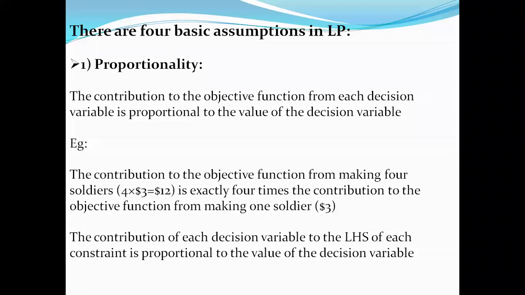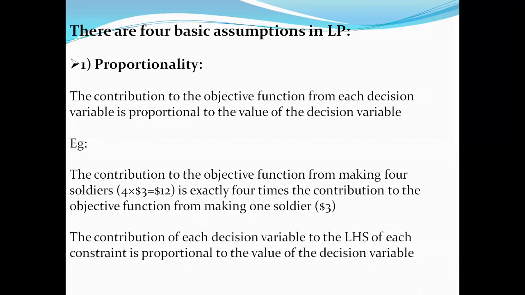So there is a clear-cut definition that 4 into 3 is equal to 12, and it is exactly four times. Three different soldiers need to be obtained by spending four times the contribution to the objective function. So the objective function clearly specifies that four times the existing time needs to be spent for manufacturing the three different soldier toys. And here is the equation: 4 into 3 is equal to 12.